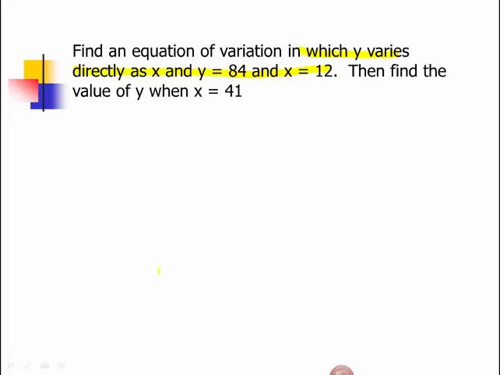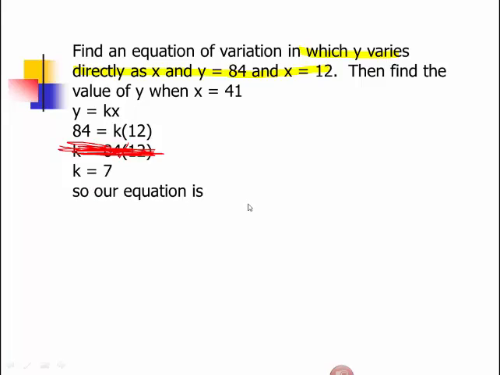Find the k. What's my formula? Y equals kx. What's my y? 84. What's my x? 12. Plug that in. Now I need to solve for k. Divide both sides by 12. What do I get? 7. That should not be multiplication. That should be division. Anyway, k equals 7. So, my equation is y equals 7x.